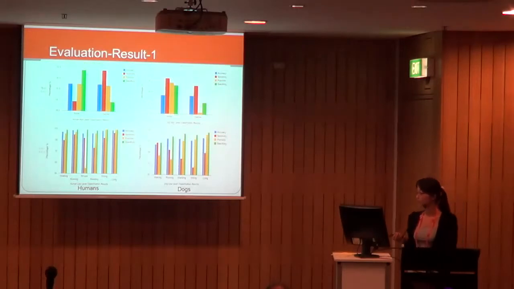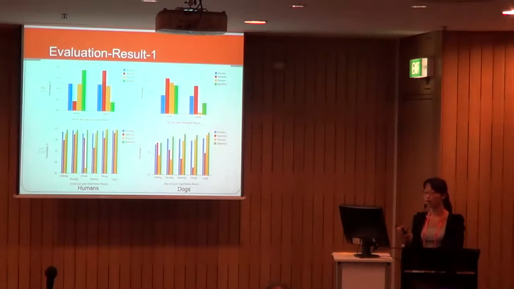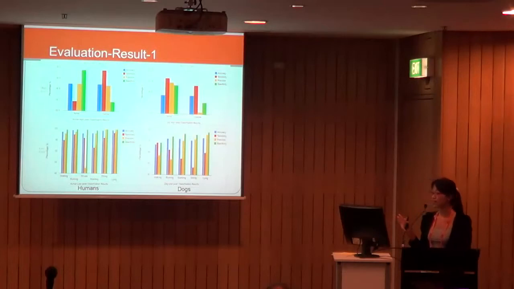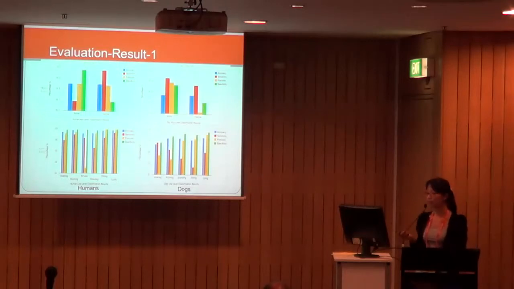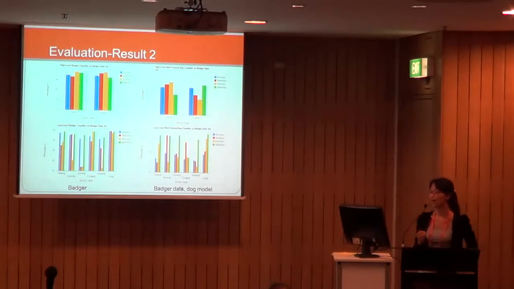So for the first experiment, we used human annotation to create these 2 classification models, then applied them to the human data set to identify humans' activities, and this is the result. Then we did the second experiment, so we used the dogs' annotation to create those 2 classifiers, then applied them to the dogs' data and identified the dogs' activities. And this is the result. Then the third experiment is about the badgers. We create the 2 badger classifiers, then we use these 2 classifiers to identify the badgers' activities, and this is the result.